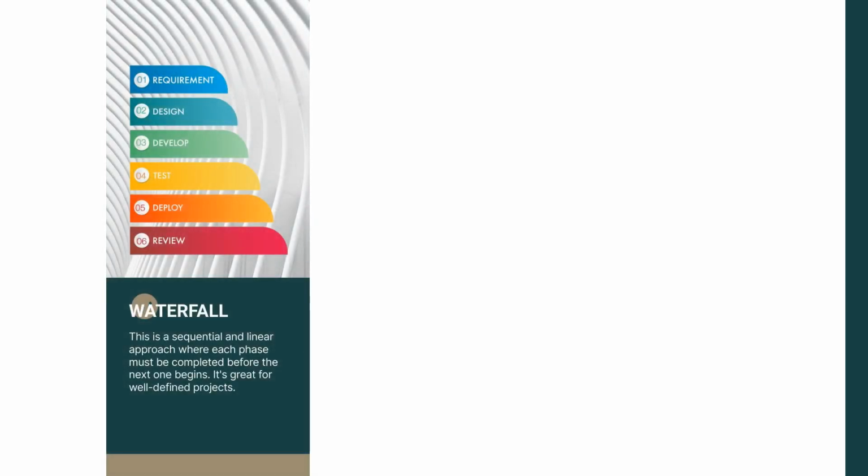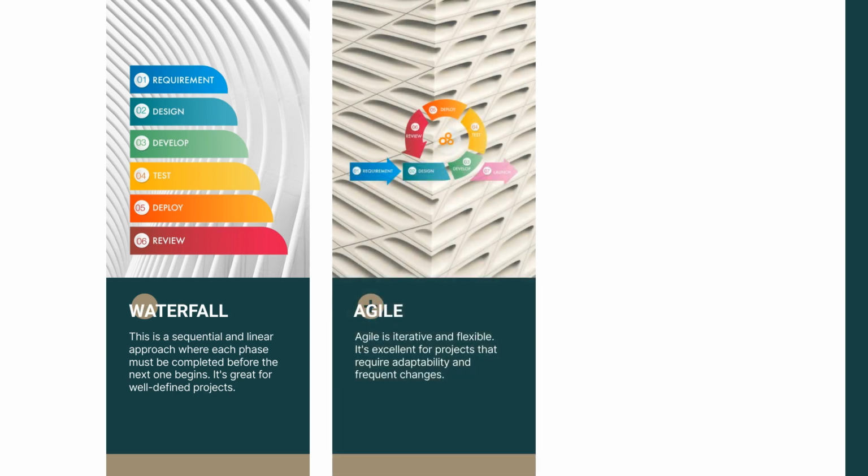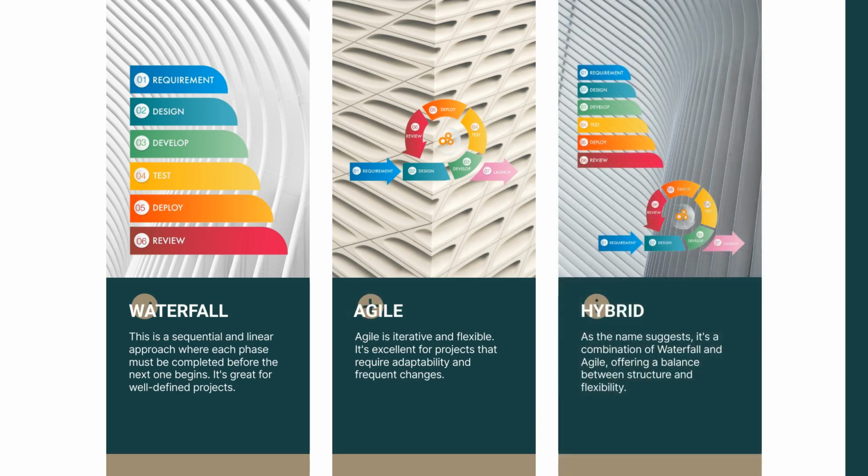Waterfall is a sequential and linear approach where each phase must be completed before the next one begins. It's great for well-defined projects. Agile is iterative and flexible. It's excellent for projects that require adaptability and frequent changes. Hybrid is a combination of Waterfall and Agile, offering a balance between structure and flexibility. Now let's take a closer look at the advantages and disadvantages of each methodology.